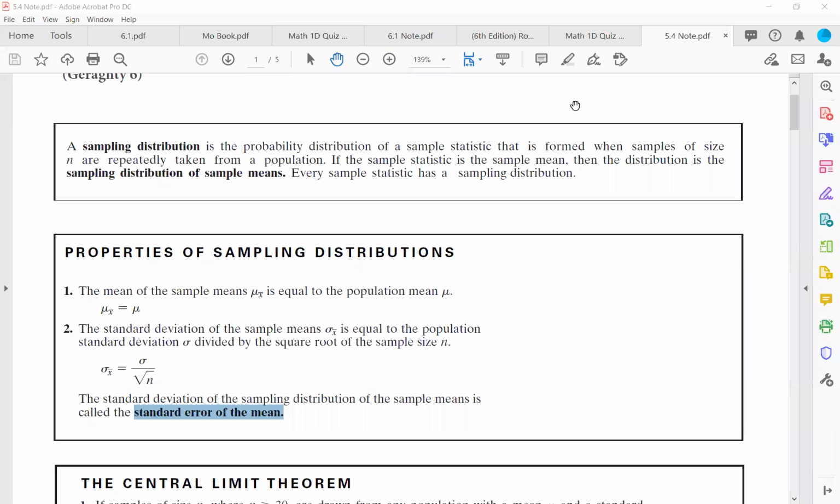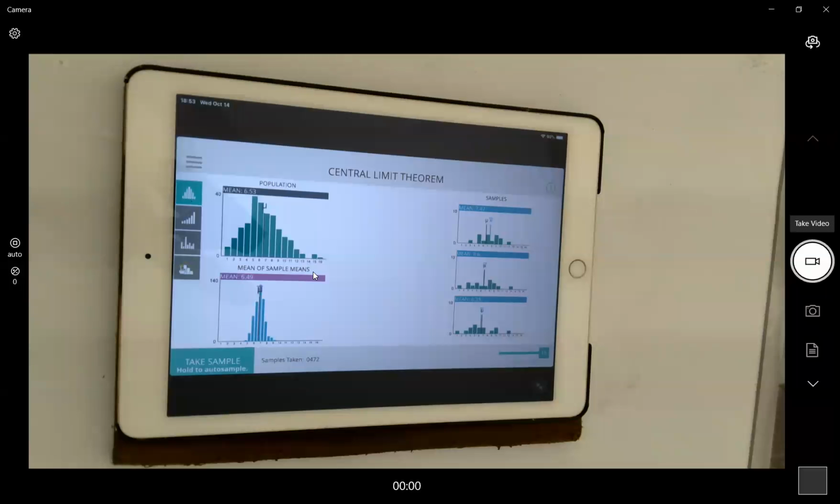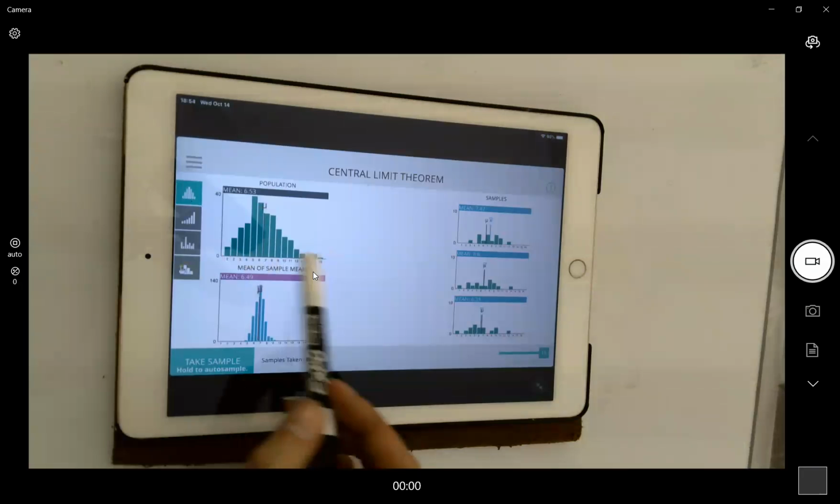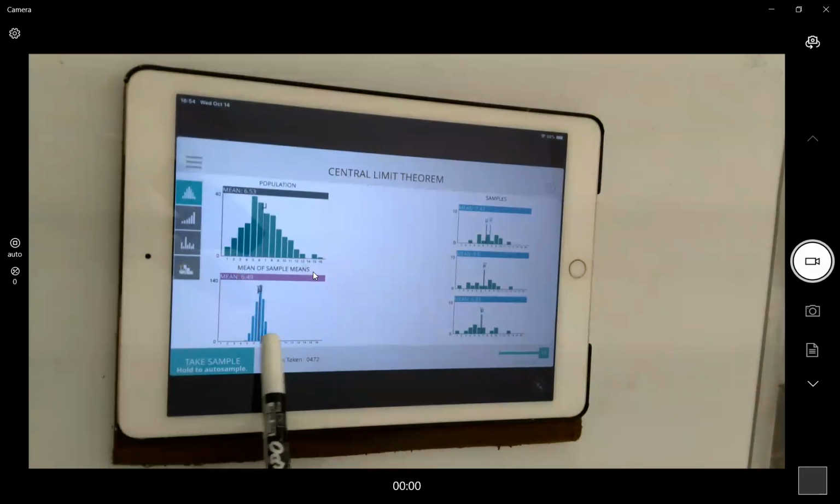Take a look at your distribution. As you can see, the means are the same, but the standard deviation of the second distribution is smaller. The first distribution is more varied, and this distribution has smaller variability.